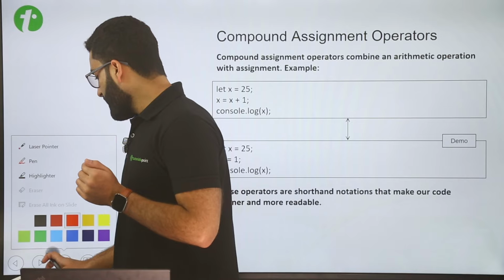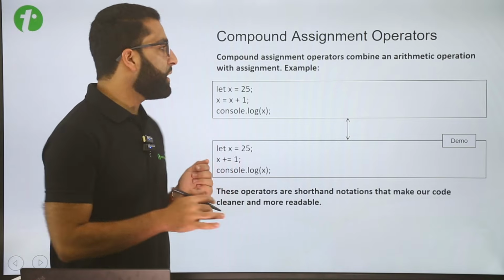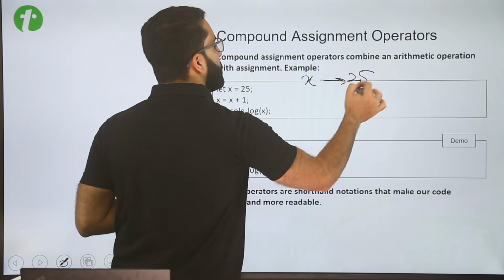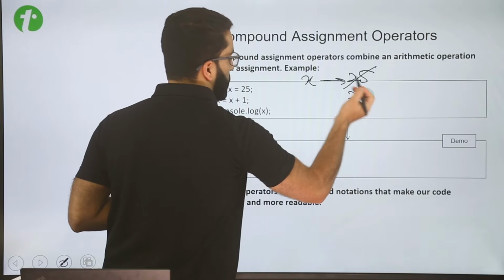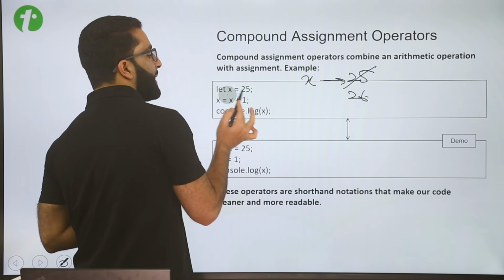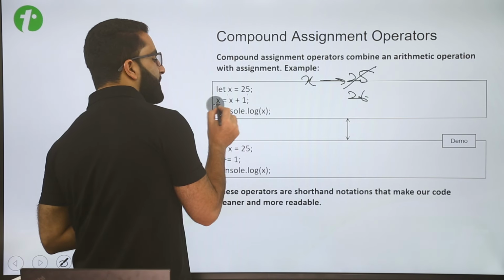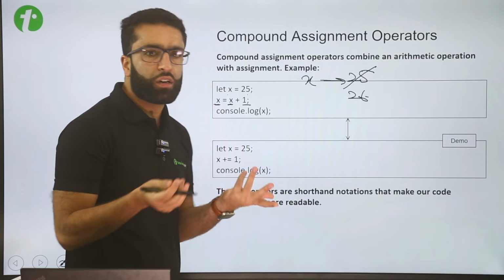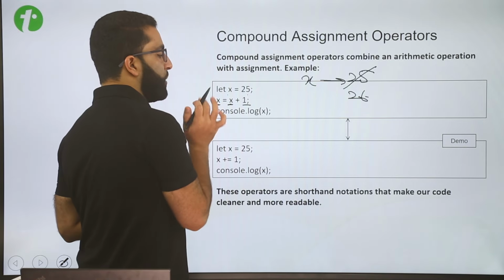So let me show you what really happens here. I have this x which is equal to 25, and I just want to change its value to 26 now. Here I can say x is equal to 25, then x's new value will be equal to the older value of x plus 1. Pretty straightforward, right? But there is a shorter way to do this.